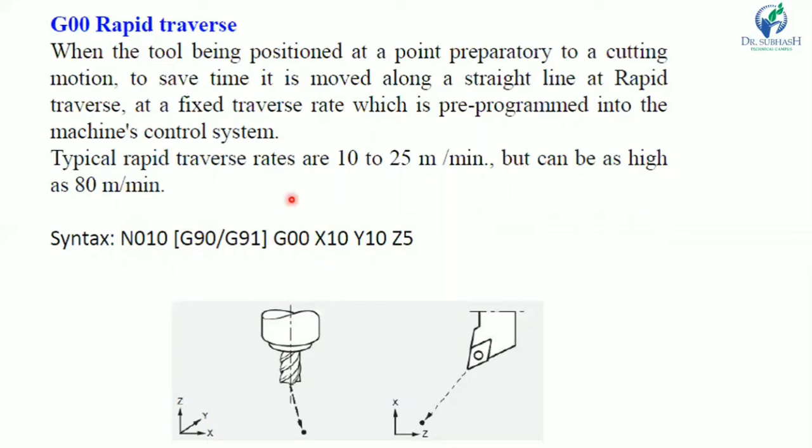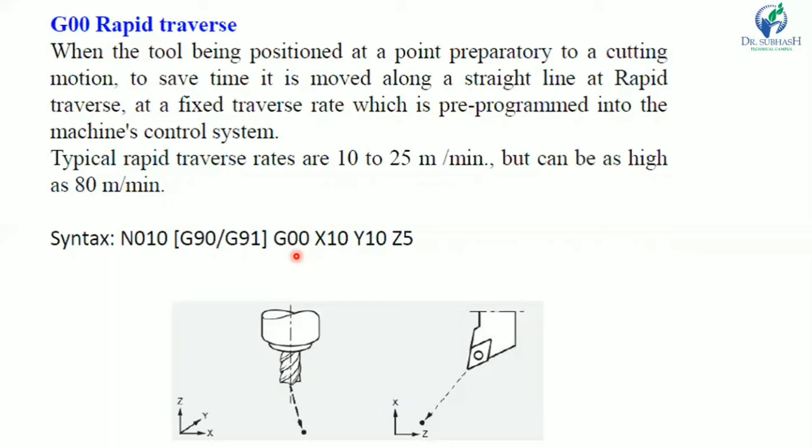G0 means rapid traverse. At that time, there is no cutting. In addition, some more functions like M, S and T can also be given in the same block. The instruction block with G00 will move the cutting tool and/or the workpiece to the position with the coordinates given in that block at the rapid feed rate. So all the movements are executed at the rapid feed rate.